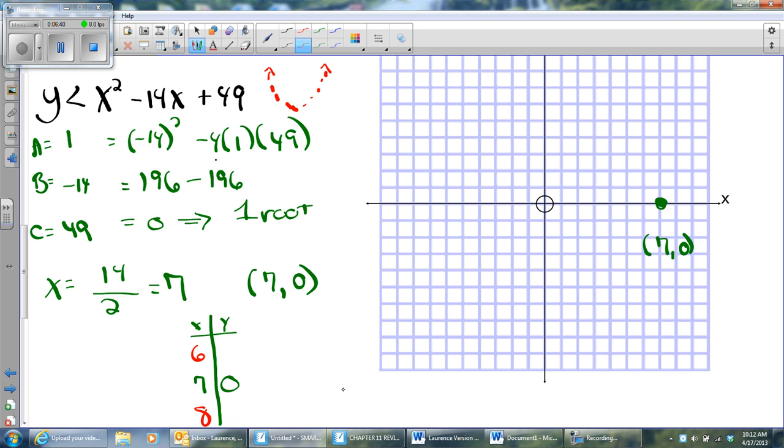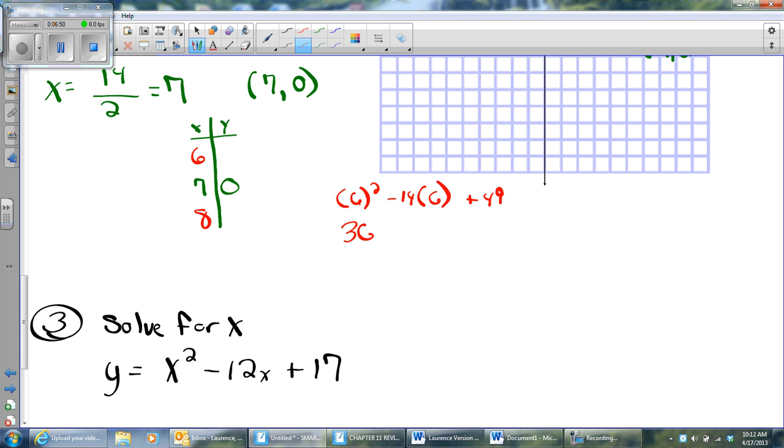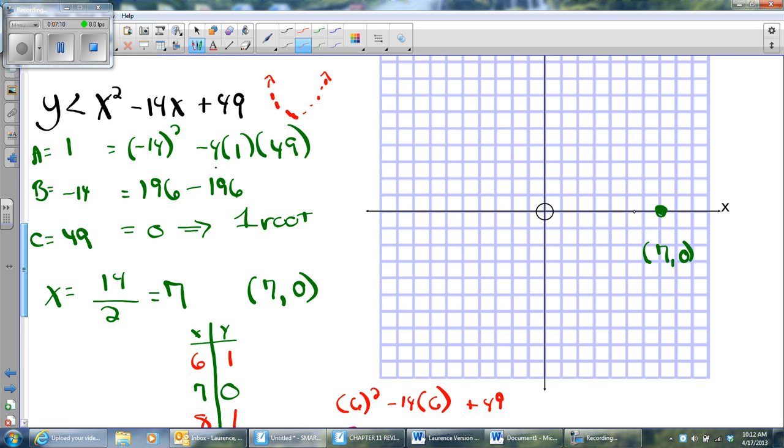So I'm going to get 6 squared minus 14 times 6 plus 49. Okay, well, 6 squared is 36. Let's see, it's going to end in 84 and a 49. The two positives are going to get me positive 85. So I really have a negative 84 plus an 85. Man, that was hard. 1. I know the y value has to be the same for 8. So 6 is at 1, and 8 is also at 1.